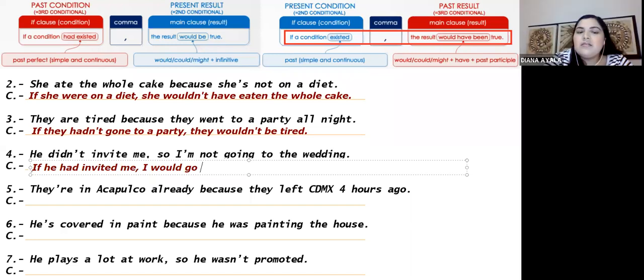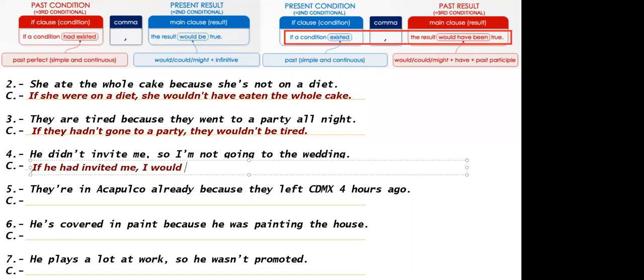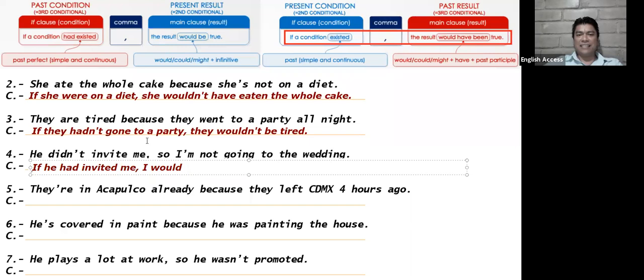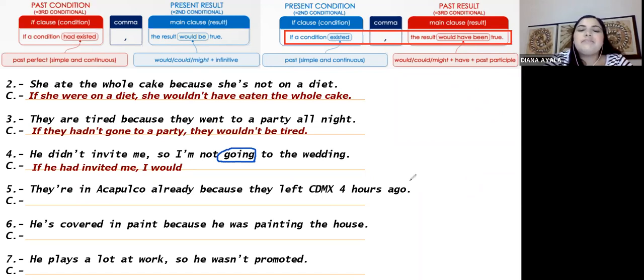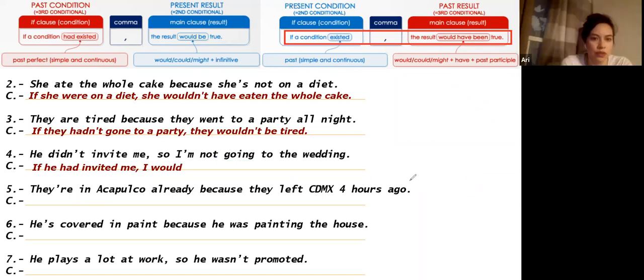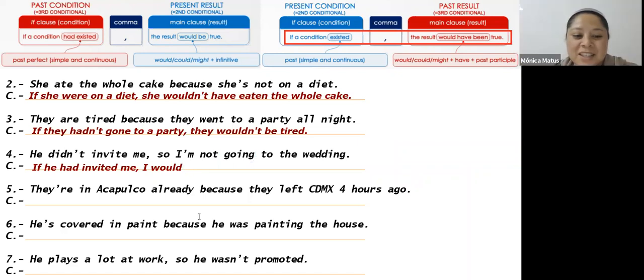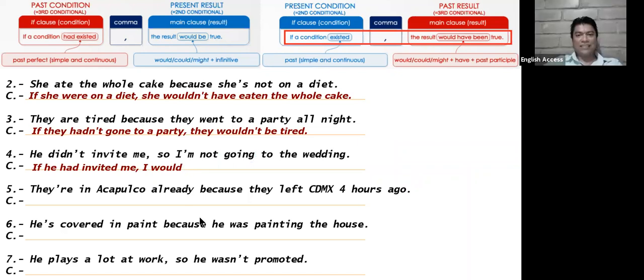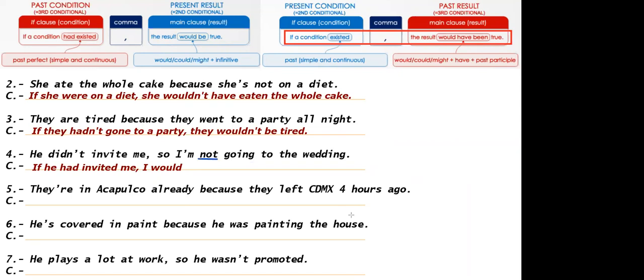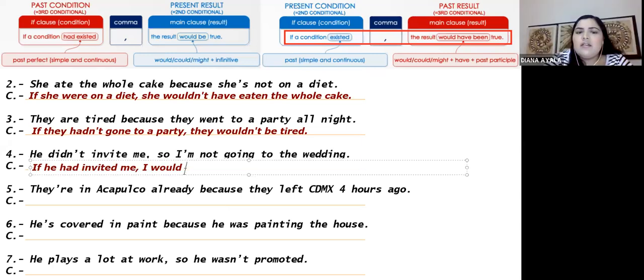No. Can we write maybe? Because the verb is not going. Going is not the verb. Oh, yes. I wouldn't. Would be. I would have been going. No, it's negative, so we have to write in positive. Yes, you have to write in positive. I would have been gone.